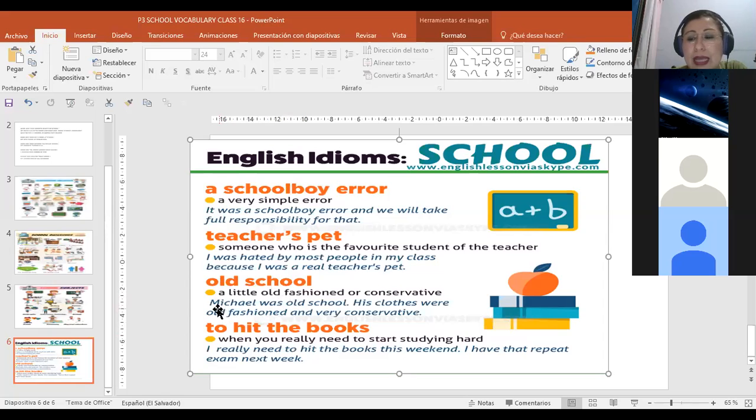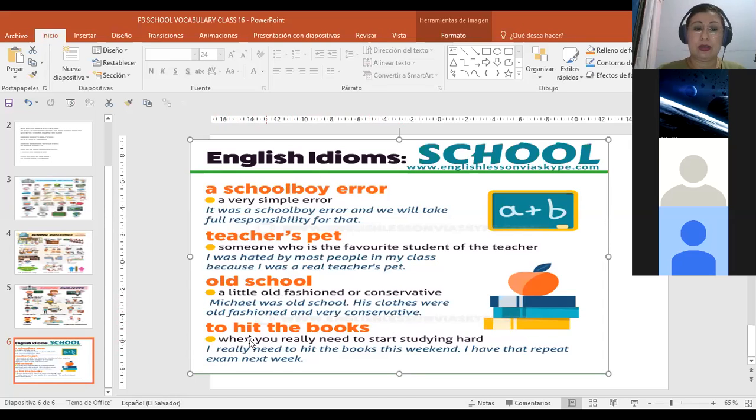Entonces, el ejemplo es, Michael was old school. Michael era de la vieja escuela. His clothes were old fashioned and very conservative. Su ropa estaba fuera de moda y muy conservadora. Depende, ¿verdad? De qué moda estamos hablando, etc.